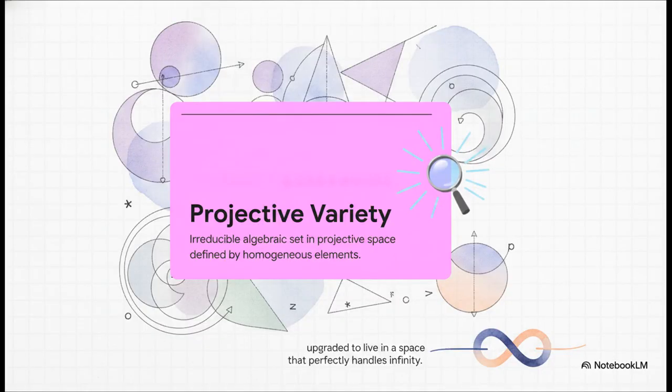Which finally brings us to the projective variety. It's the zero set of those homogeneous elements, forming an irreducible algebraic set in projective space. So if you think about it, a projective variety is simply our unbreakable geometric shape, just like the affine variety we talked about earlier, but it's been upgraded to live in a space that perfectly handles infinity.